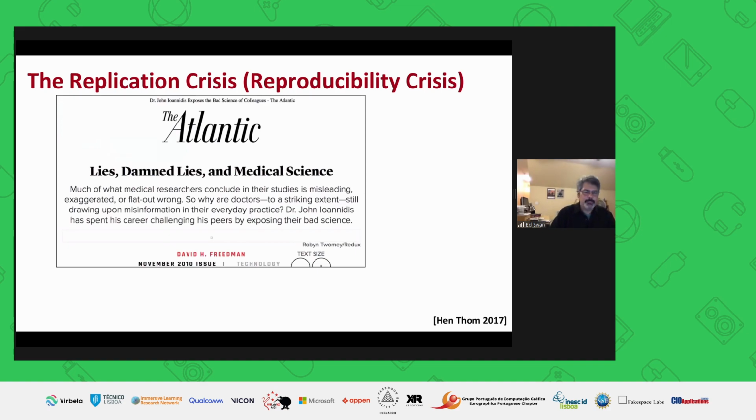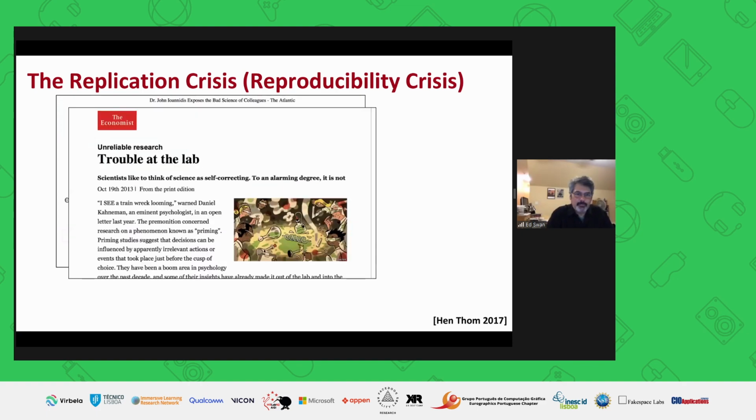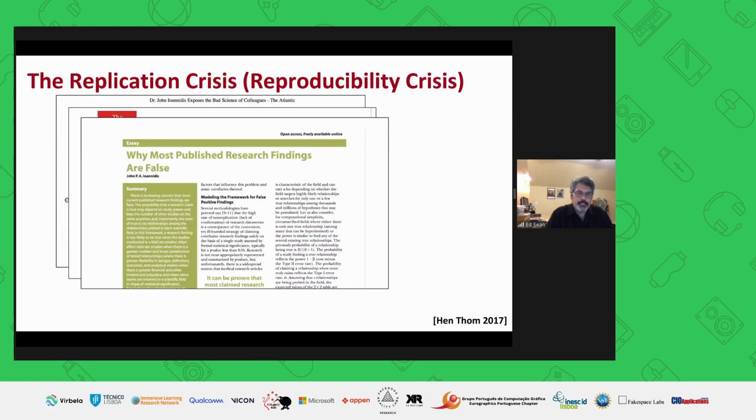Okay, so here is an example of a headline that has appeared in the last 10 years. "Lies, damn lies, and medical science." Another one, "Unreliable research: trouble at the lab," in The Economist, a widely read economics magazine out of Britain. This is a pretty famous paper in the reproducibility literature by John Ioannidis: "Why most published research findings are false." So that's not a very happy title.